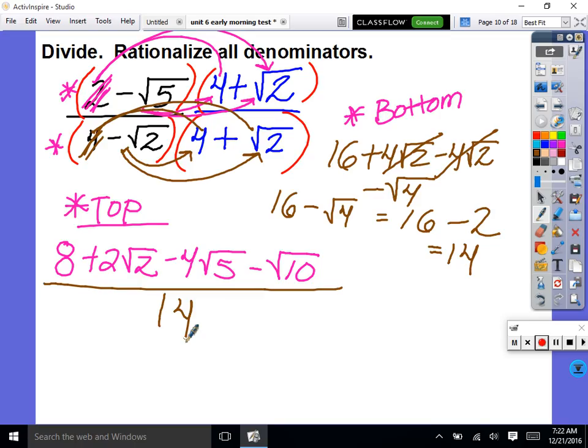Okay. If your bottom, when you rationalize, still has a radical, you did not rationalize correctly, meaning you didn't multiply by the conjugate. So that should give you a hint. If you end up with a radical still on bottom, you should say, what did I do wrong? Because I was trying to get rid of the radical. Does that make sense, everybody?